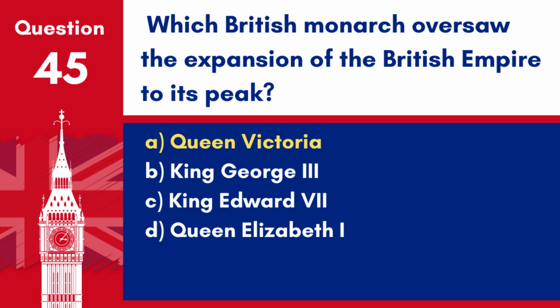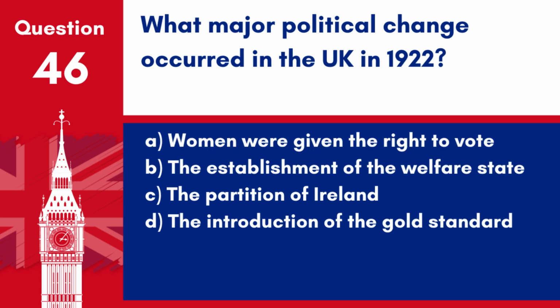Answer: A. Queen Victoria. Queen Victoria oversaw the expansion of the British Empire to its peak. Question 46. What major political change occurred in the UK in 1922? A. Women were given the right to vote. B. The establishment of the welfare state. C. The partition of Ireland. D. The introduction of the gold standard.